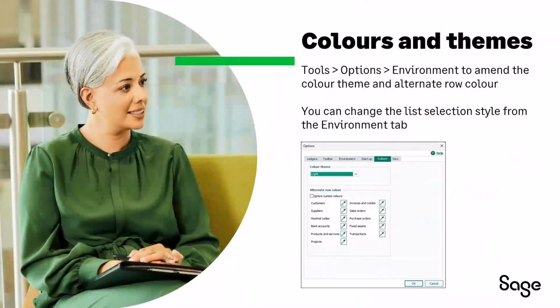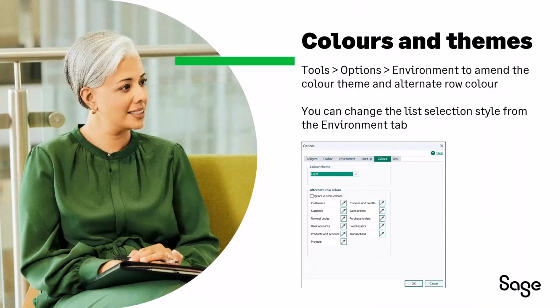You can also add alternate row colours to the lists in each module as well as Sage 50 accounts. And this just makes it a bit easier to find things when you're looking at large lists of records. If you're trying to work your way across the screen and see what figure relates to which transaction that you're looking at, sometimes it's easier if you've got alternate colours in there. And you can access this from Tools at the top, Options, and then the Environment tab.